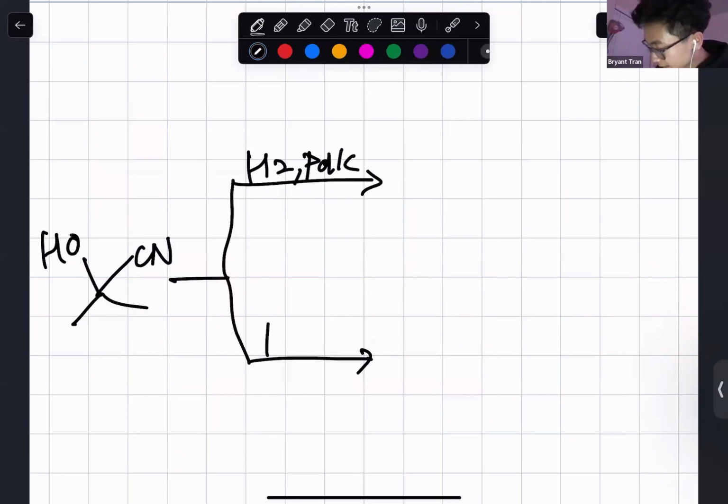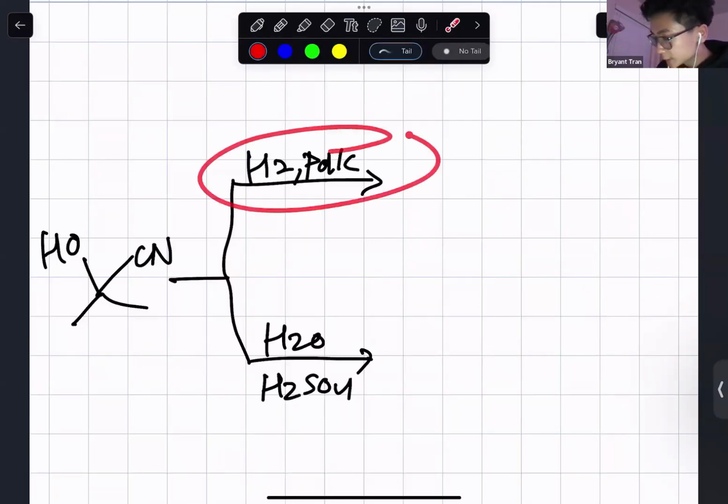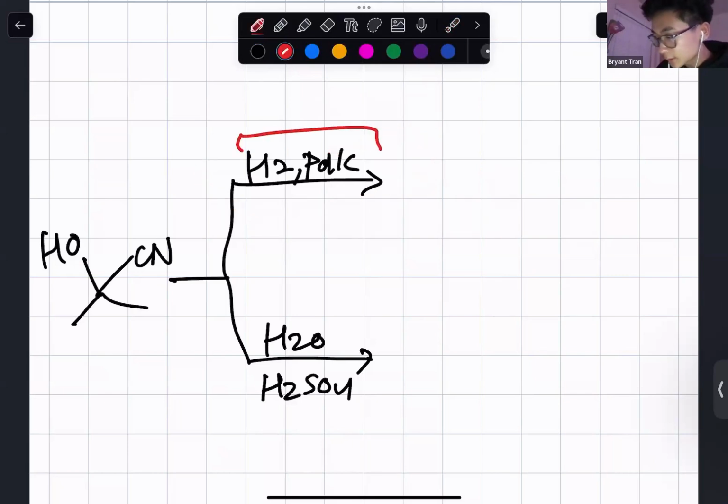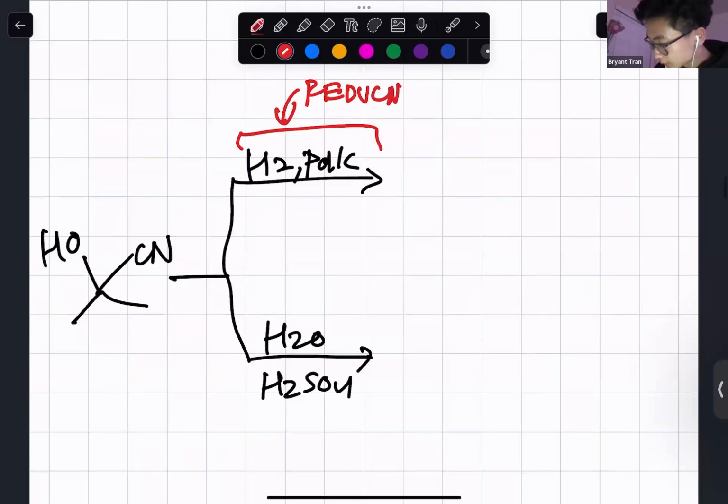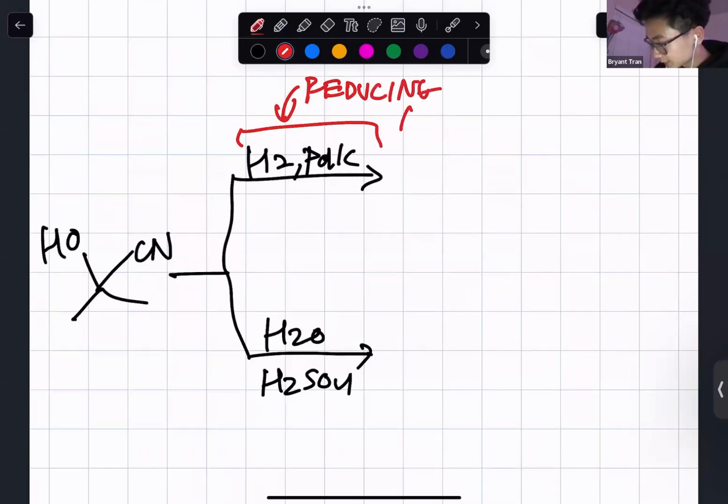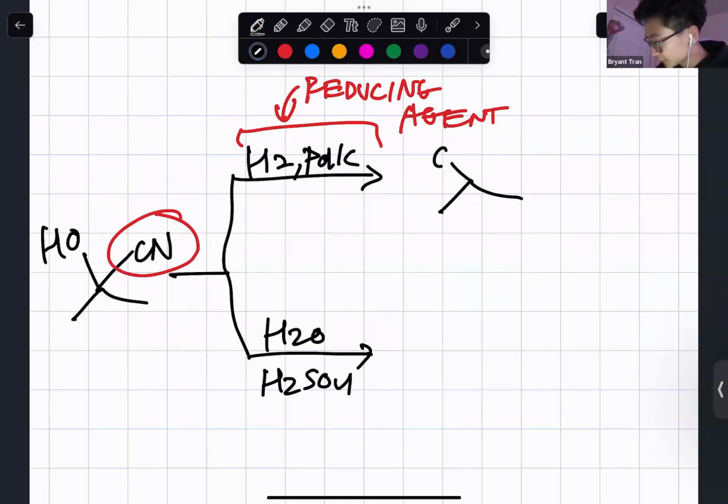H2PDC, H2O, and H2SO4. The first reaction, H2PDC, whenever you see that, think of that as a type of reducing agent. A lot of reducing agents tend to have a lot of hydrogens to them, right? H2. We're going to reduce this nitrile here into an amine, NH2. So this is the amine right here.